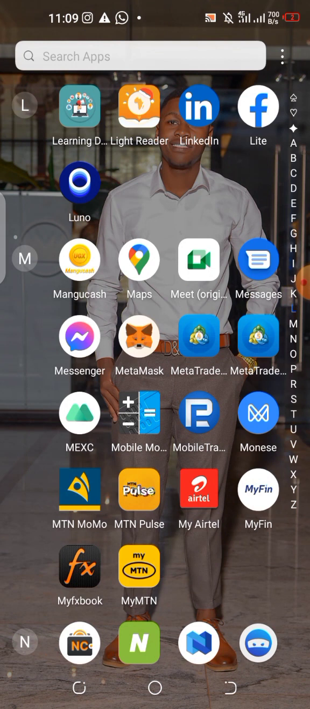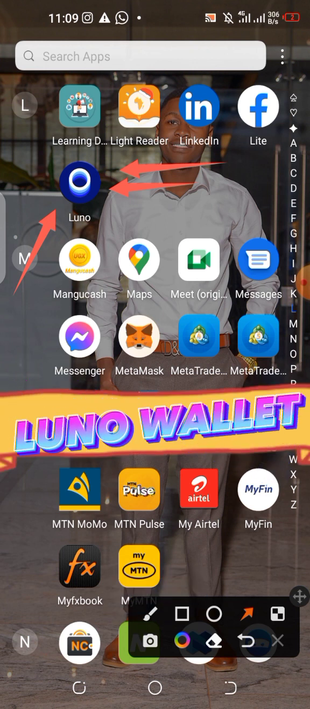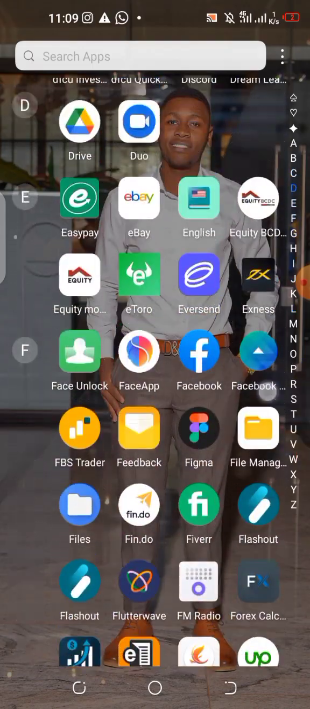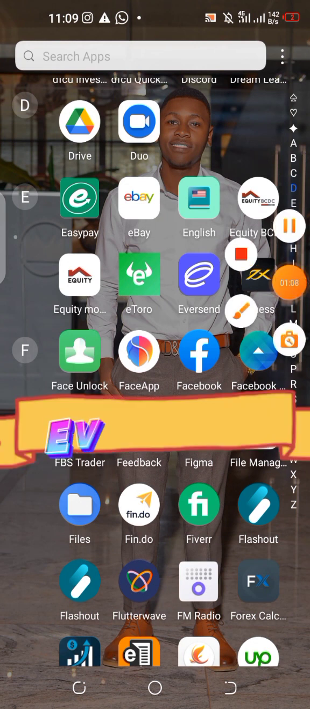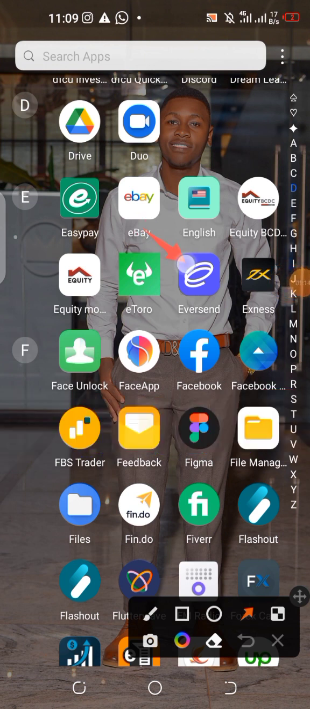Before we get started, we're going to be using these applications here. We're going to be using a wallet known as the Luno wallet. I'm very sure you all know about Luno wallet, and it's one of the trusted cryptocurrency wallets in the world. So today I'm going to be using Luno, and for countries that support what we call Eversend. So today we're going to be using Luno and Eversend. Eversend is this, and this, and this.